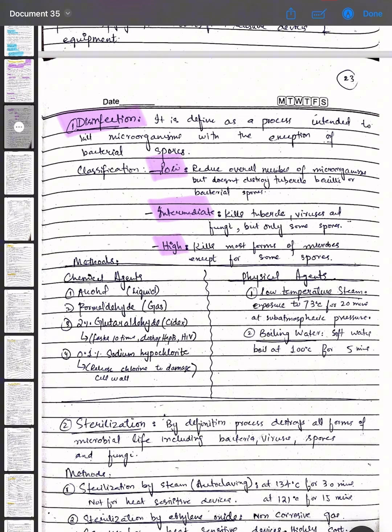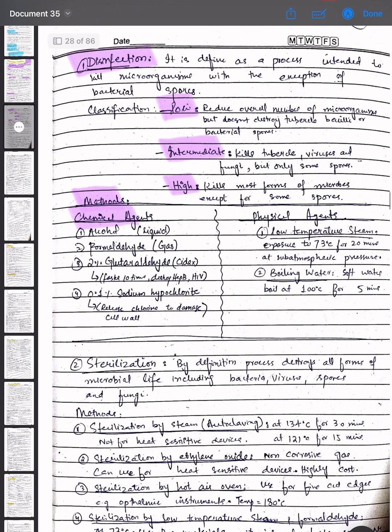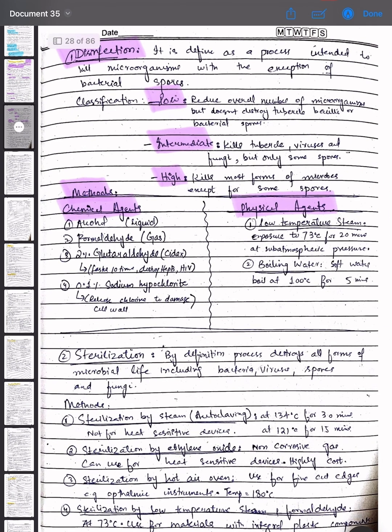What are the methods for disinfection? These are chemical agents and physical agents. In chemical agents, we have alcohol, formaldehyde, 2% glutaraldehyde, 0.1% sodium hypochlorite. In physical agents, we have low temperature steam and boiling water. Alcohol is a liquid, formaldehyde is a gas, and for boiling water, for soft water, boil at 100 degrees C for 5 minutes. Okay, this was disinfection. Now coming towards sterilization.